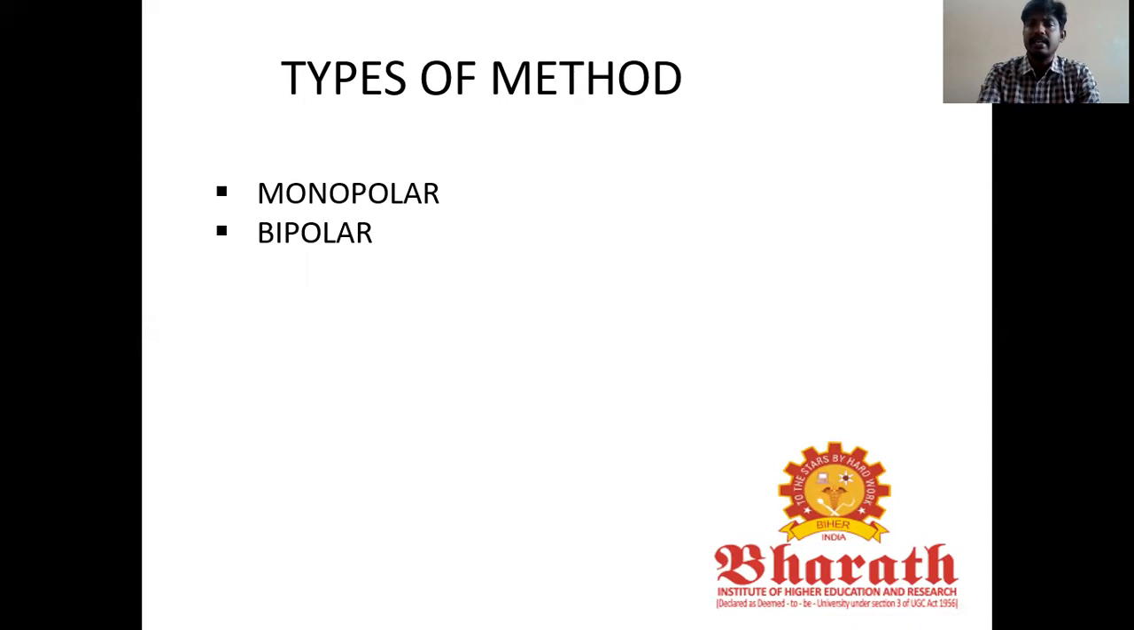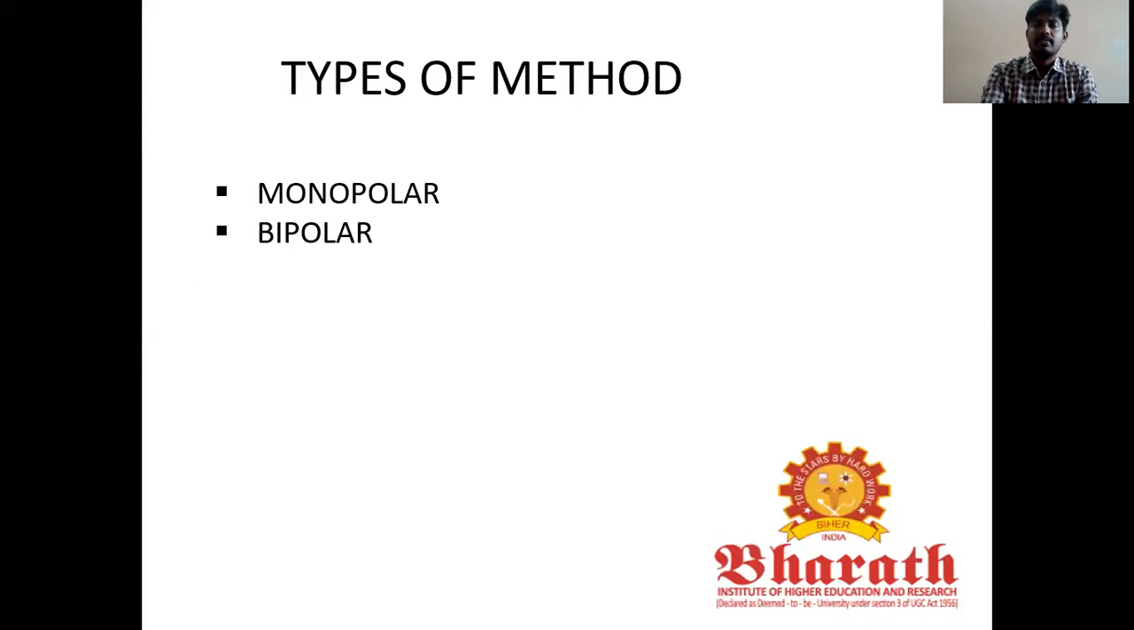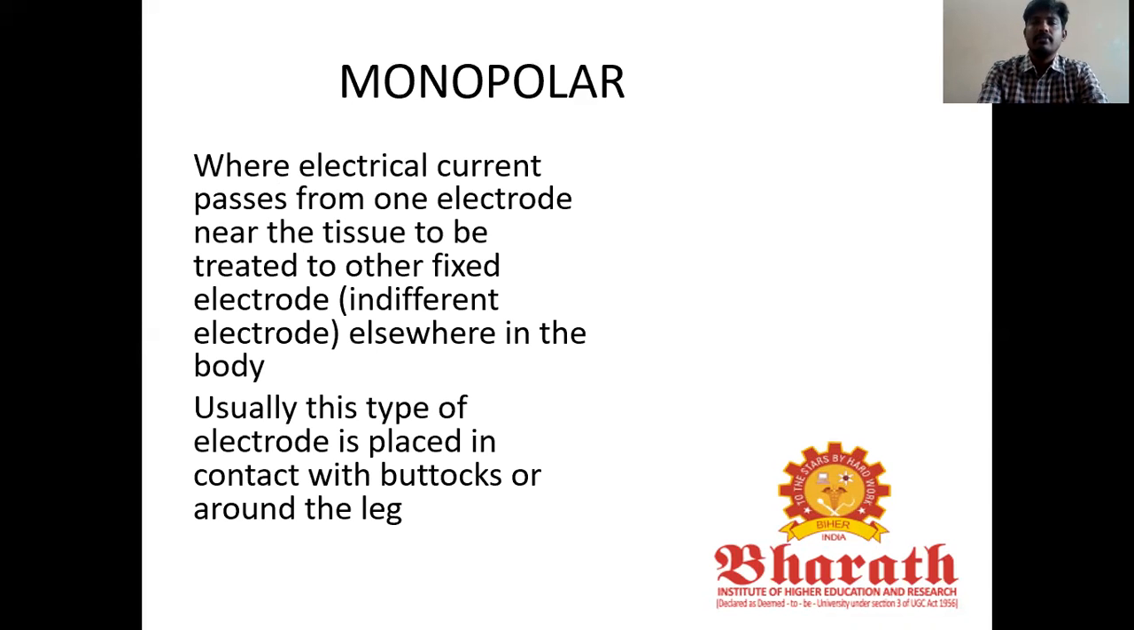Before entering monopolar and bipolar, surgical diathermy can be used for three purposes. What are the three purposes? First one is coagulation, second one is fulguration, third one is cutting. First, we can see the monopolar method. What is the meaning of monopolar?